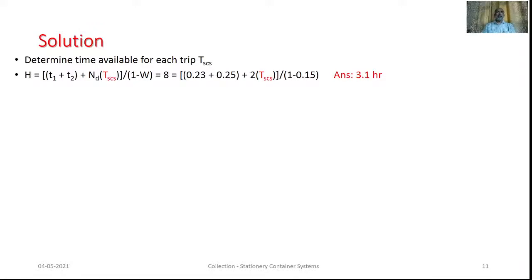So here the first step is to determine the time available for each trip. We have this expression with T1, T2, the number of trips, and W as the data given. We can substitute in order to work out the time available for each trip as 3.1 hours.